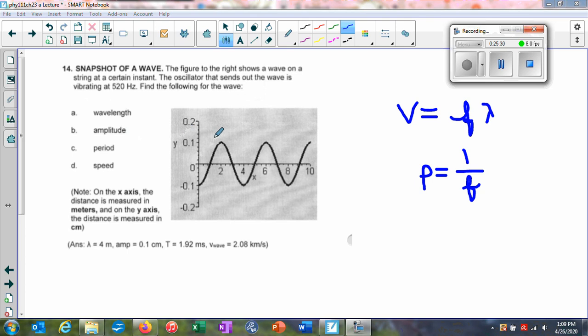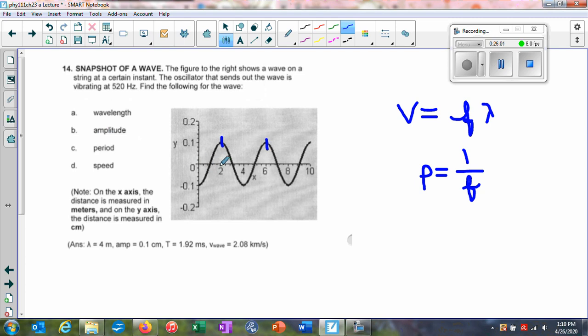So I want to know the wavelength. I'm going to look at the graph to find the wavelength. It's important that I read this little thing here. It's talking about units. It tells me the distance is in meters here, and on the y-axis, the distance is in centimeters. So this is meters, this is marked in centimeters. So I want to know the wavelength. So I'm going to go from crest to crest. I go from 2 to 6, so that's 4 meters. 4 meters for the wavelength.